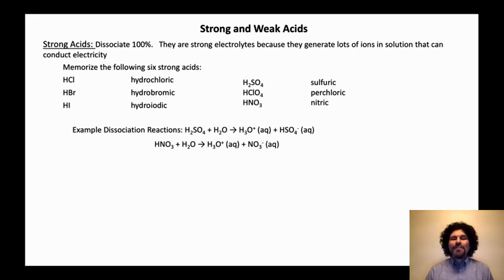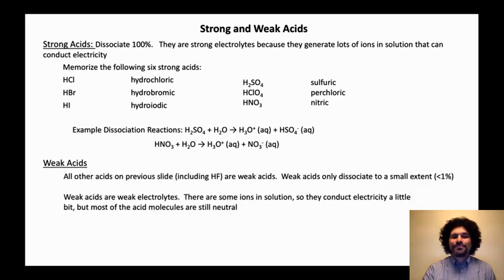Okay, and I'll just give you a couple dissociation reactions that you haven't seen yet. So again, I'm writing these out in kind of the Bronsted-Lowry format. So H2SO4 plus H2O gives H3O plus and HSO4 minus. So one of the protons has been transferred from the sulfuric acid to the water. And then similarly with nitric acid reacting with water, still gives H3O plus, okay? Every strong acid, when you put it into water, is going to give H3O plus. And now you have nitrate, NO3 minus, as the species that's left.